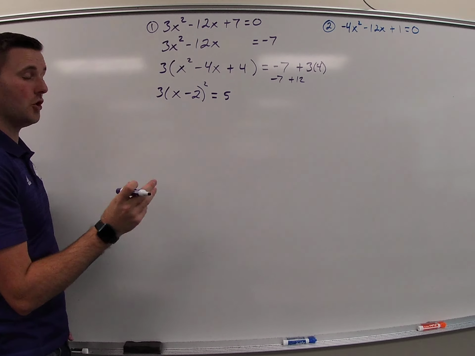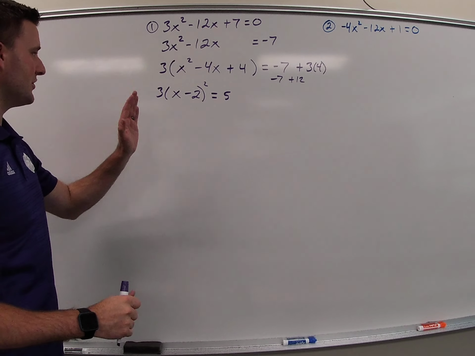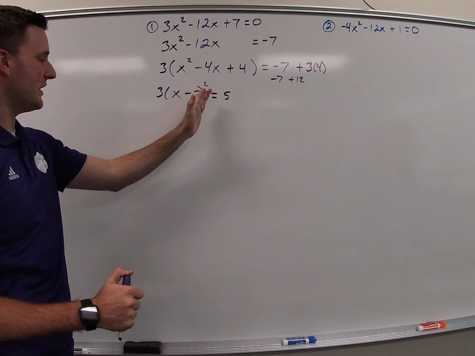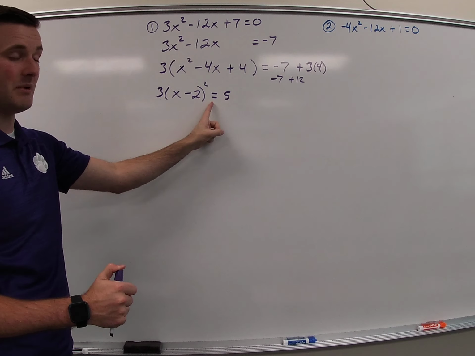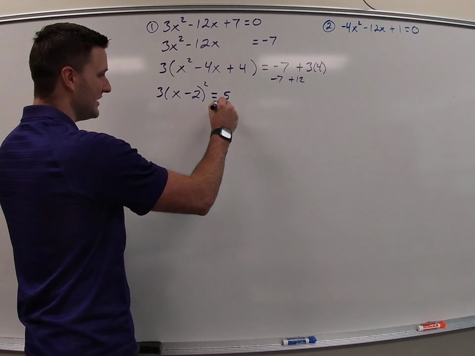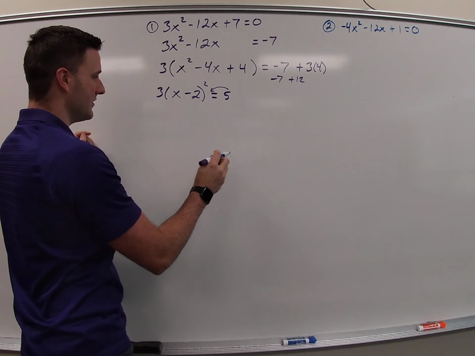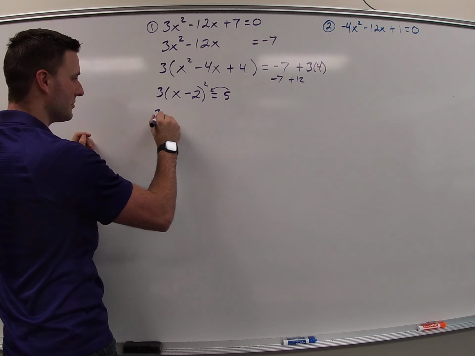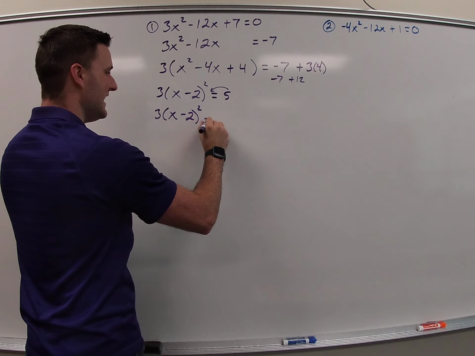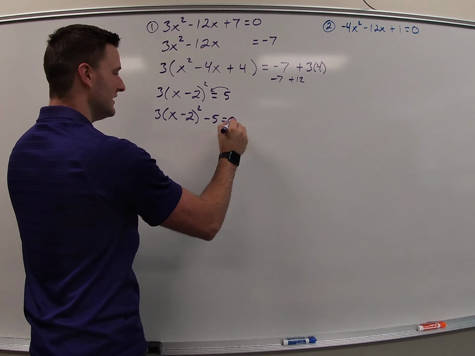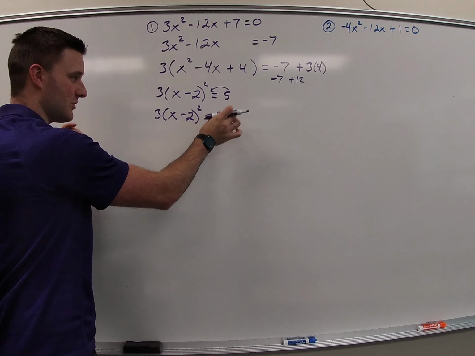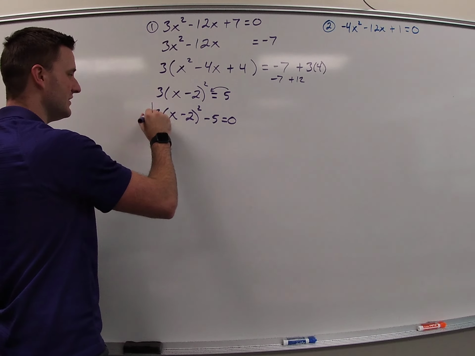And so this is almost in vertex form. Remember, vertex form is a times (x minus h) squared plus or minus k. Well, here's our k. We want that to be equal to 0. So I just need to move this k back over to the other side. So it's really 3 times (x minus 2) quantity squared, minus 5 equals 0. When I move that +5 over, I do that by subtracting 5 from both sides. And so this is vertex form.